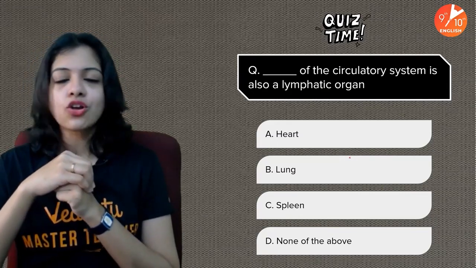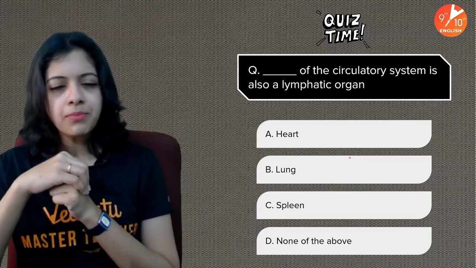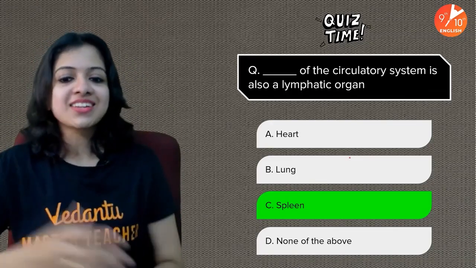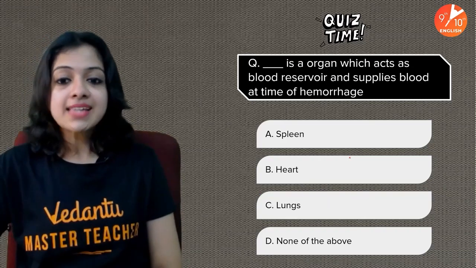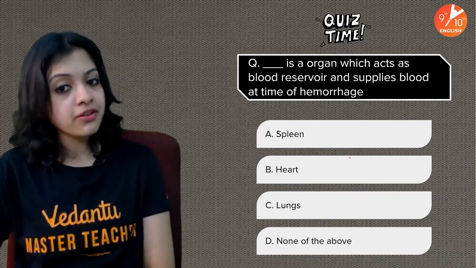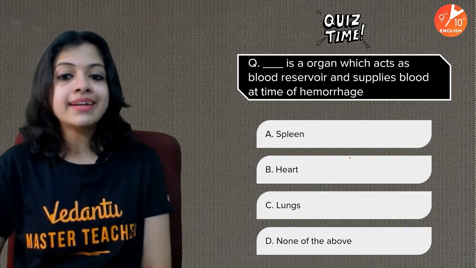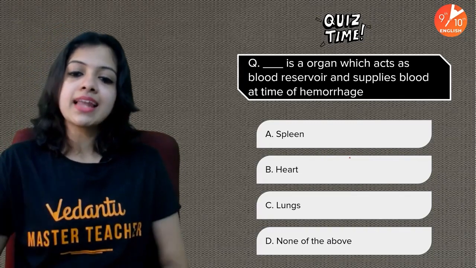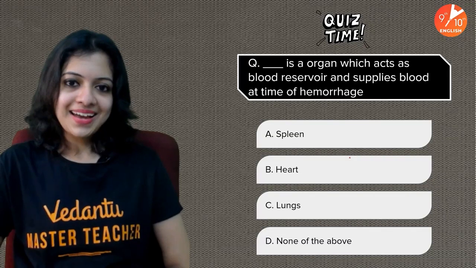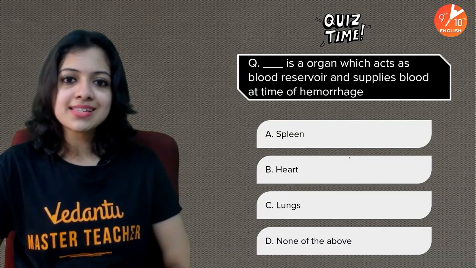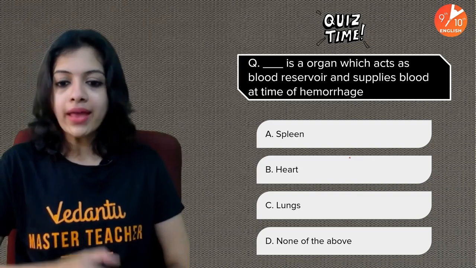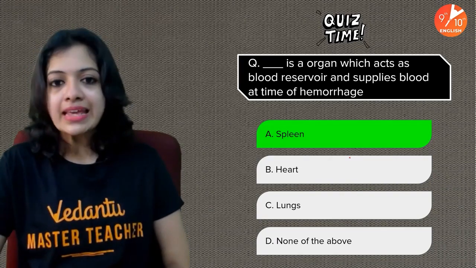As long as you don't have short-term memory loss, I'm sure you will get this answer right. And your time is up. The answer is spleen. Okay. Dash is an organ which acts as a blood reservoir and supplies blood at the time of hemorrhage. Spleen, heart, lungs, none of these. Okay. And your time ends in 3, 2, 1 and go. The answer is spleen. Okay.